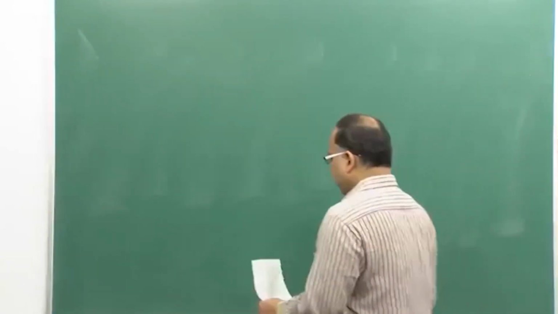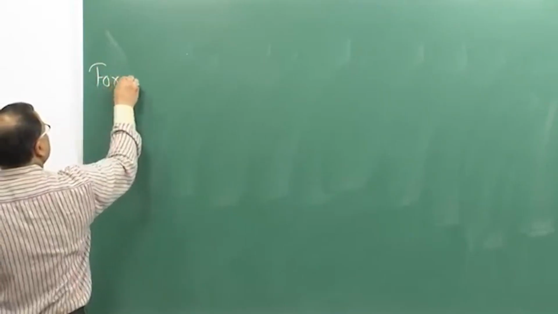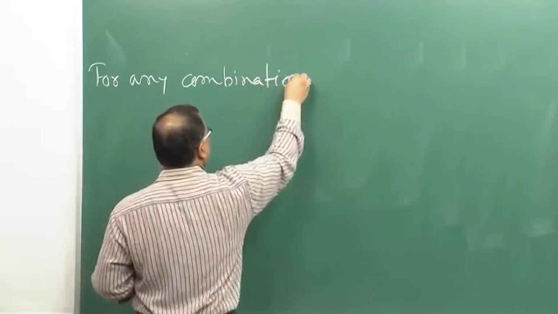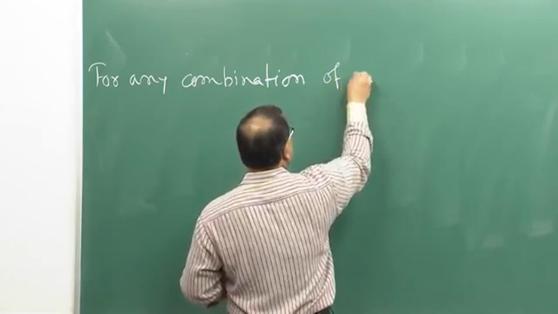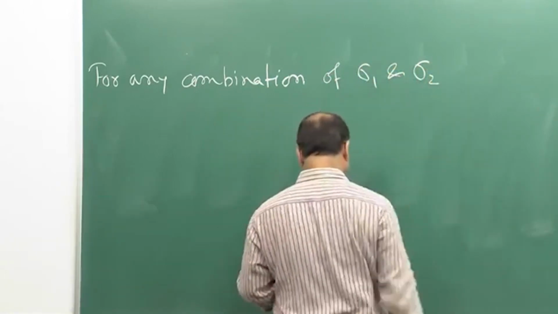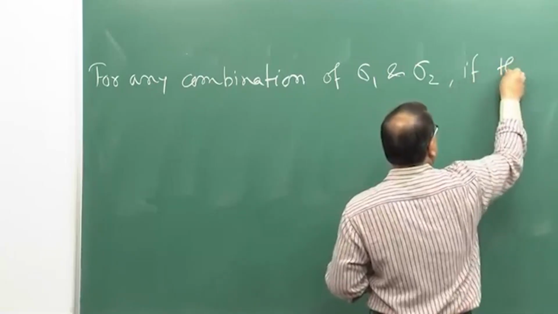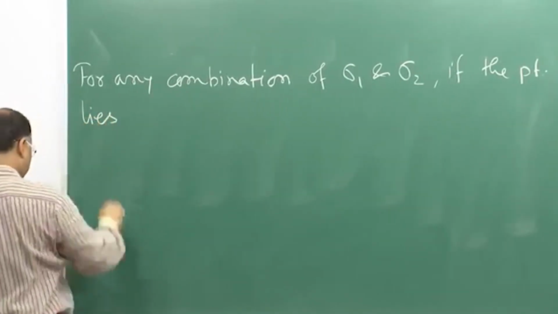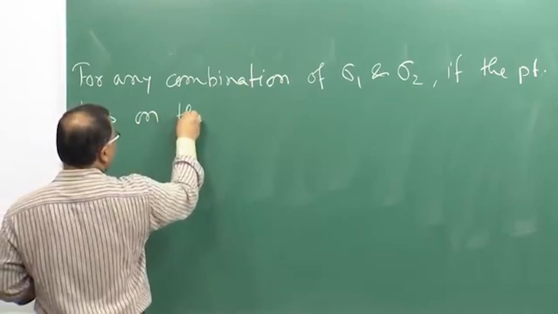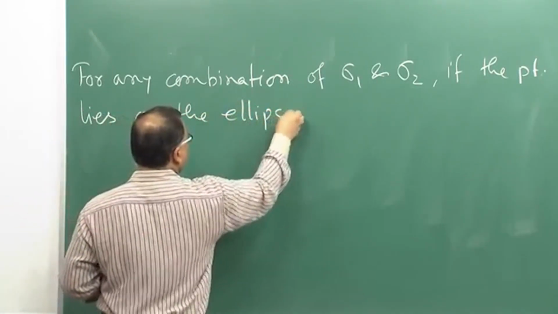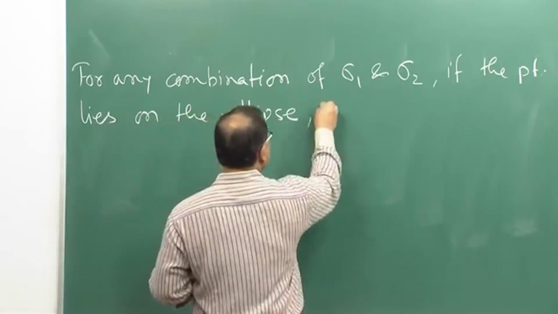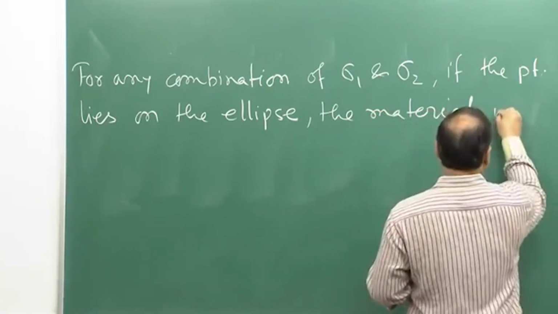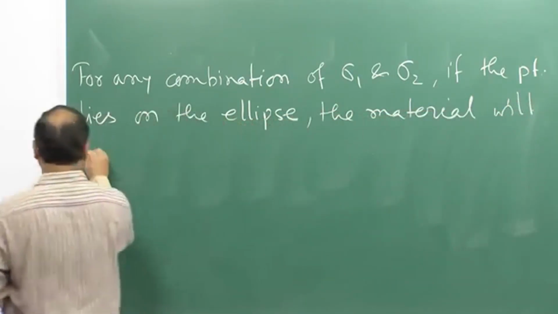Now, for any combination of sigma 1 and sigma 2, as I told you earlier, if the point lies on the ellipse, the material will start yielding.